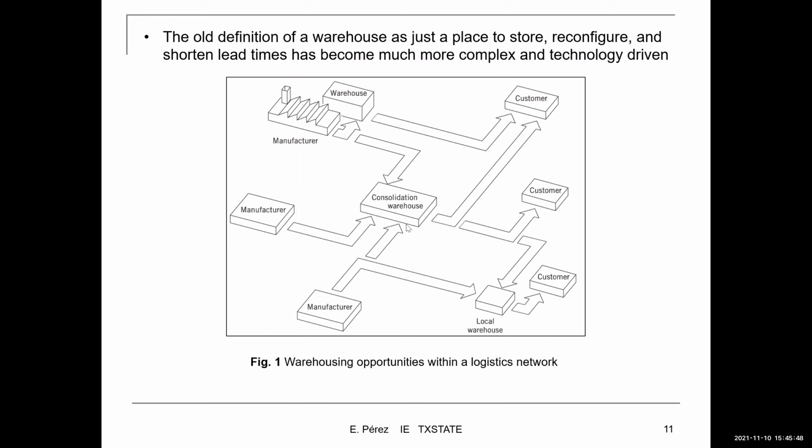Not only an area for you to store items. Now you have all these value-added activities. You have all this technology that's allowing you to make better decisions, planning, scheduling, and so on. So warehousing opportunities within a logistic network are a lot. For example, here we are trying to illustrate, we might have multiple manufacturers that can supply our warehouse. Or, I mean, that's if we are considering a separate facility as a warehouse.